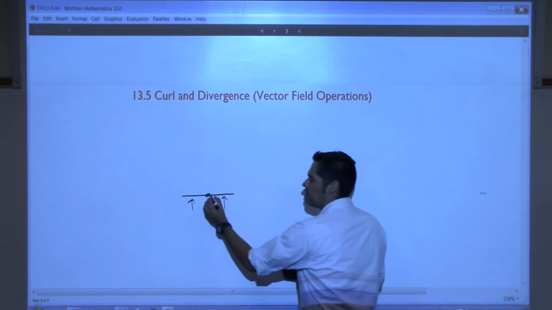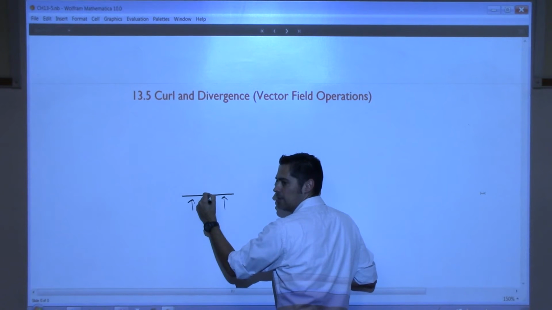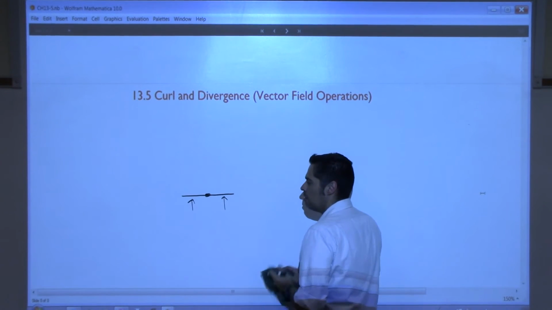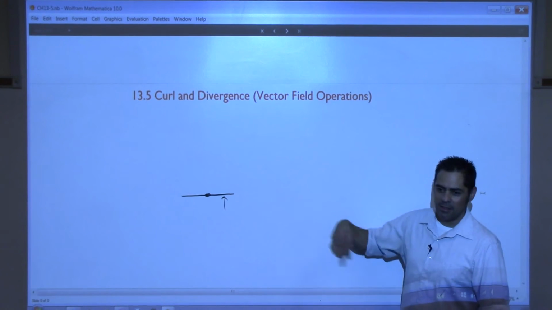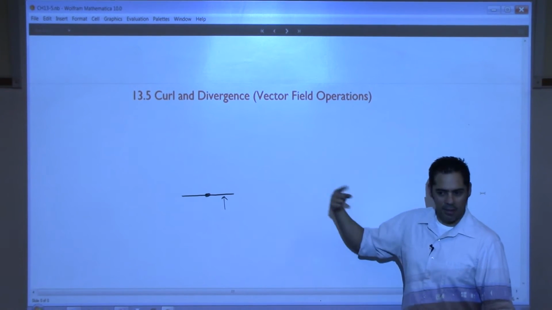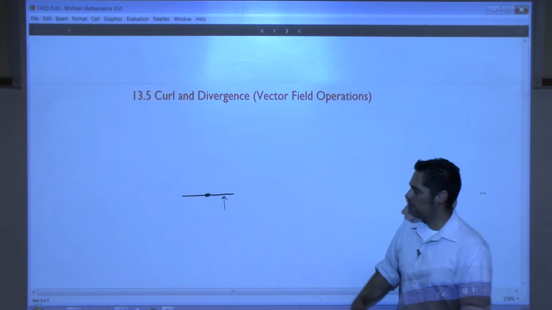No, this is a pivot point, and it's locked in place. That doesn't move. Well, let me do this. What happens if I just do that? It starts spinning, right? It would start spinning this way, yes?